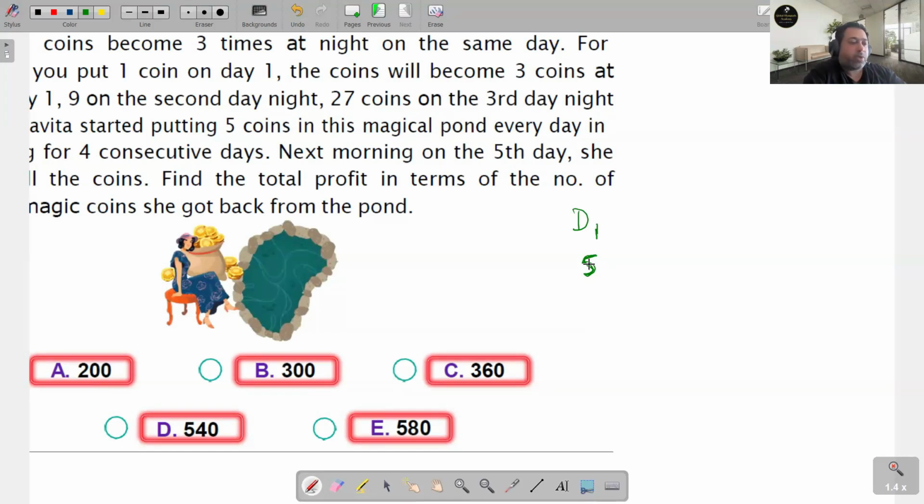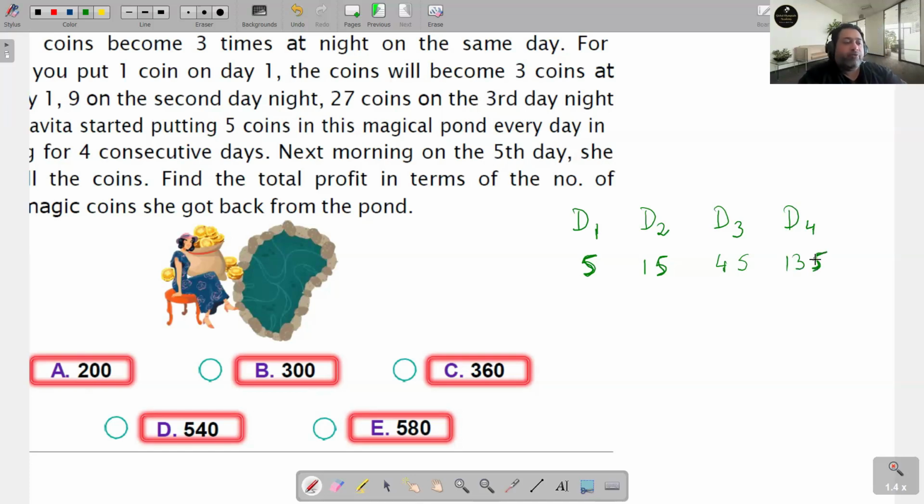Correct. These coins are the inputs. Okay. So 5 coins she put on. So day two, this coin will become 15. Correct. Day three, these coins will become 45. And day four, these coins will become 135.